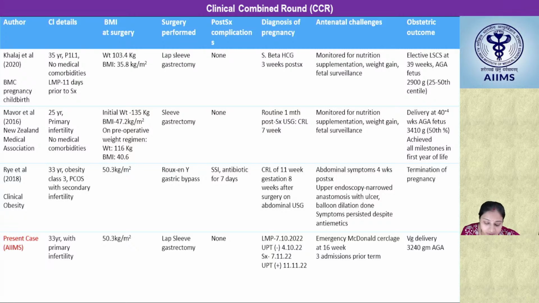While one case report says that an obese patient underwent Roux-en-Y gastric bypass, she was diagnosed pregnant 8 weeks after surgery, but she started experiencing severe abdominal symptoms 4 weeks after surgery, for which she was evaluated. Upper GI endoscopy showed narrowed anastomosis with ulcer, for which balloon dilatation was done. The symptoms persisted despite a strict antiemetic protocol and could not be relieved, and this patient had to undergo termination of pregnancy. Fourth is our case, for which we have discussed all the roller coaster ride that she went through in her pregnancy.